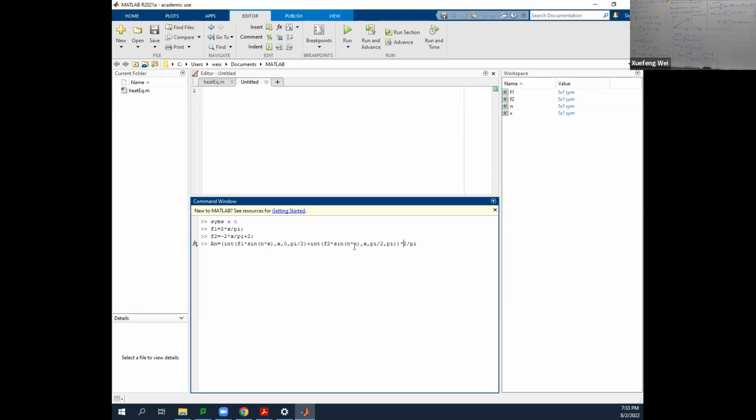Okay. Can you see that? Okay, so this is times sin(nx). This is f1 times sin(nx) with x going from 0 to pi over 2, and the integration of f2 times sin(nx) with x going from pi over 2 to pi. Okay?